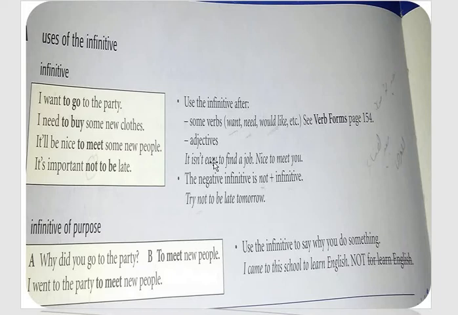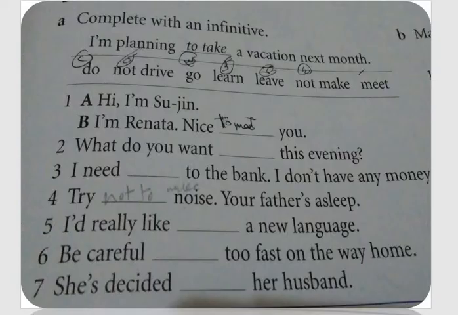Let us take some exercises. For example, this exercise, what does it mean? Complete with the infinitive. Fill in the blanks using these verbs. Okay, it's easy. What do you want here? To what? To do. What do you want to do this evening?